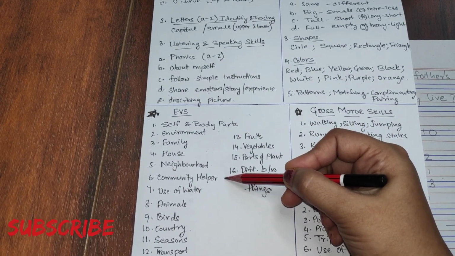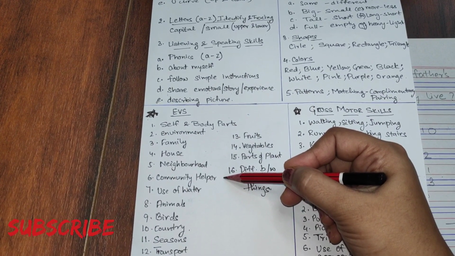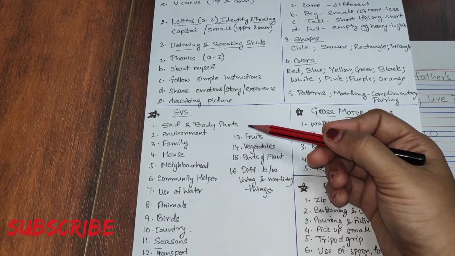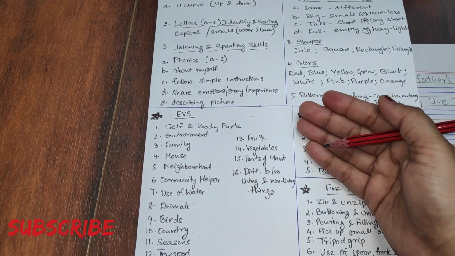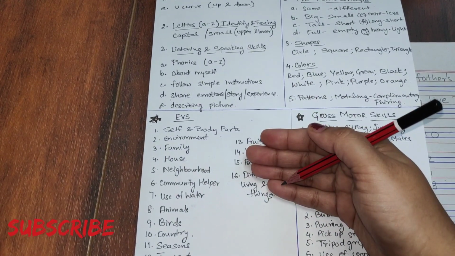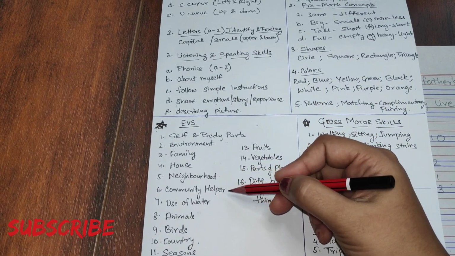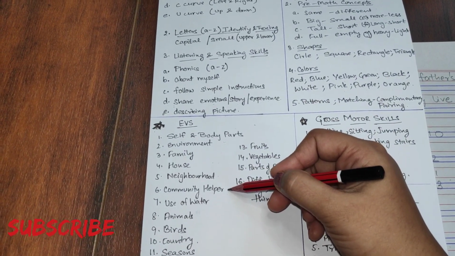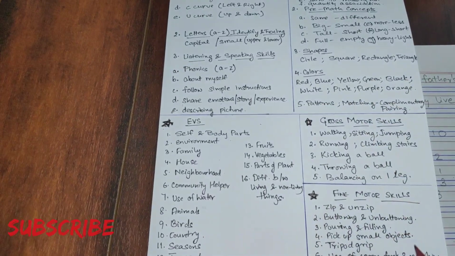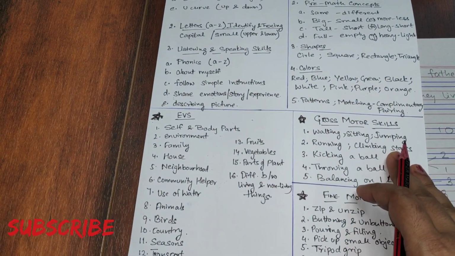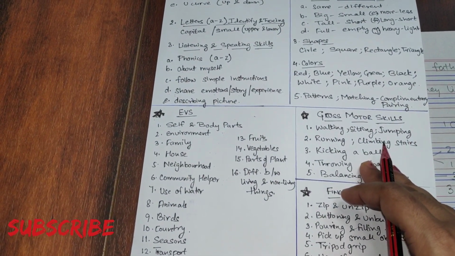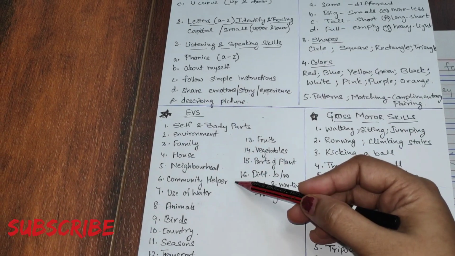Community helper. Who are the doctors? Who are the community helpers for us? Laborers, market shopkeepers, the fireman, firefighters. Everything you share with them under community helpers. What are the books that you can take for community helpers? What are the different activities you can do for them? That I'll share with you.